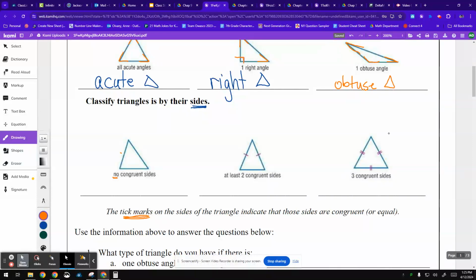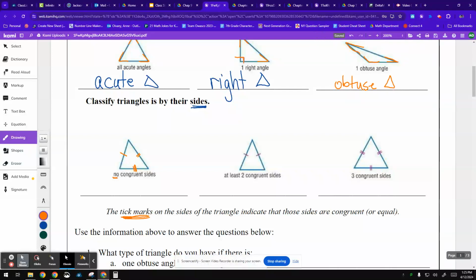So this side, I'm going to give 1 tick mark to. But this side's different, so I can't give it 1. I'm going to give it 2. And the bottom side, AJ, is different than either of those. So I can't give it 1 because that says these 2 are the same. And I can't give it 2 because that says these 2 are the same. So I'm going to give it 3. So each side has a different number of tick marks, and that means they're all different.